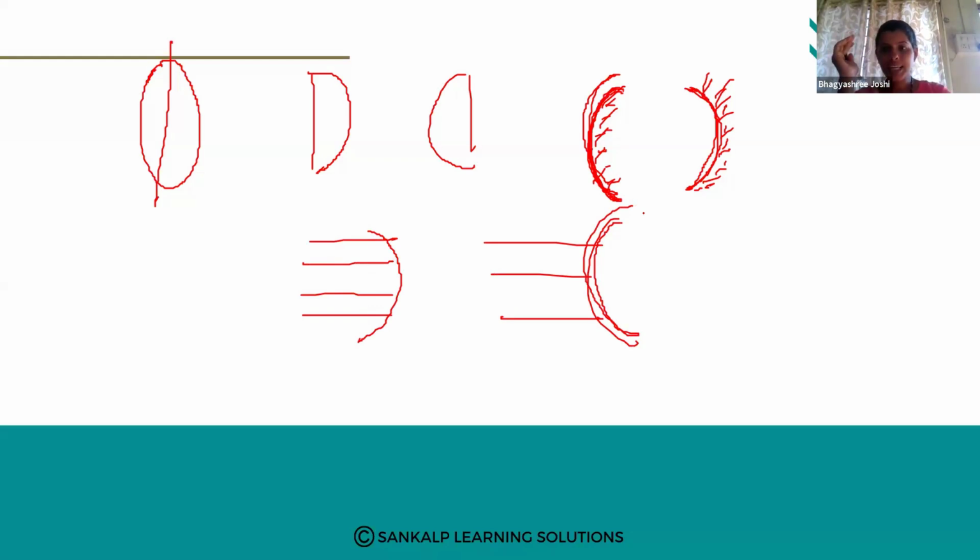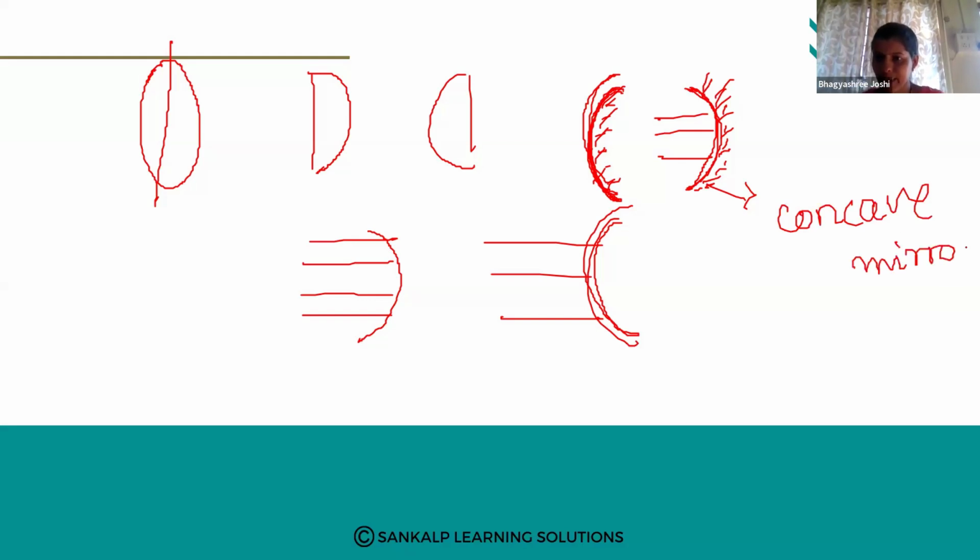Yes, so this inward part, we call it a concave mirror, right? If the reflecting surface is inward, then it is called a concave mirror. Okay, then if the reflecting surface is outward, then it is called a convex mirror. Yes or no? Convex mirror. Then another mirror is there, that is plane mirror.